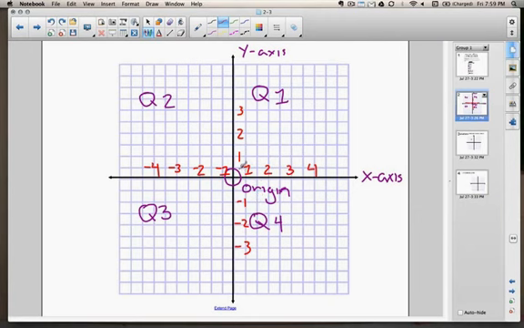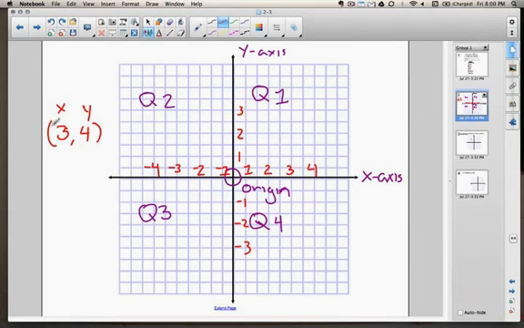When we talk about points on the coordinate plane, we always are given 2 numbers. Like if we had the coordinate 3, 4. The first number is on the x-axis, and the second number is on the y-axis. I always remind students that they go in alphabetical order. The x-axis first, and then the y-axis.